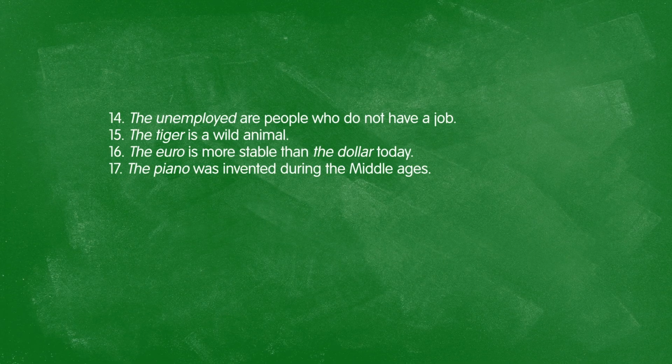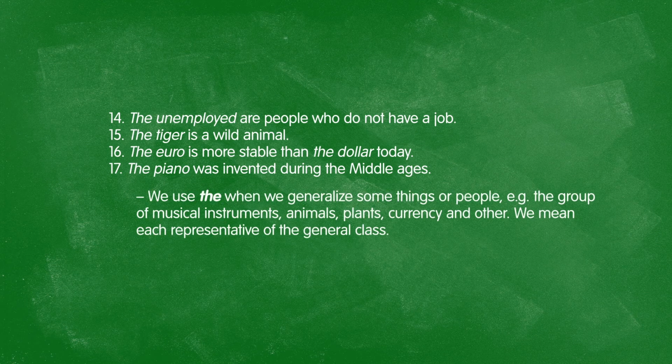I can say, "The unemployed are people who do not have a job," or "The tiger is a wild animal," as well as "The euro is more stable than the dollar today," and "The piano was invented during the Middle Ages." If I'm generalizing about a group or a kind of object or people, then I may use the to talk about the group in its entirety. I'm talking about all of it. The euro, all euros, euros in general. The tiger, all tigers are wild animals. So I may say the.